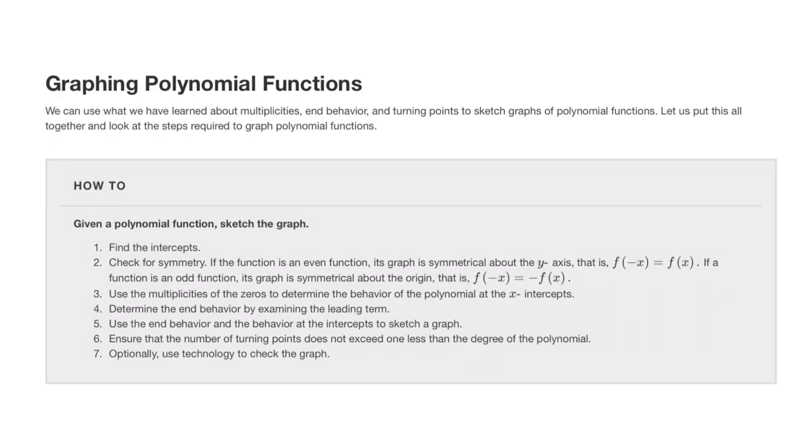We can find our intercepts, do a check for symmetry. Okay, so that was the even, odd, or neither. Use the multiplicities of the zeros to determine the behavior. So we could talk about the end behavior of the graph, like what happens in the long term. The multiplicities tell us about how the graph behaves around the intercepts, so we can use that information. We can use our leading term test and then put all this together. Ensure the number of turning points does not exceed 1 less than the degree of the polynomial, and then optionally use technology to check the graph.